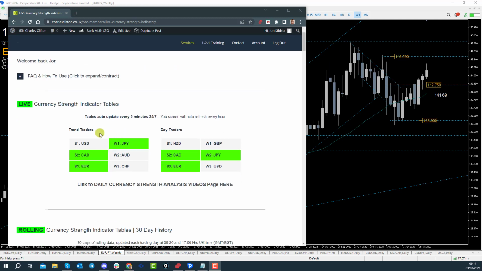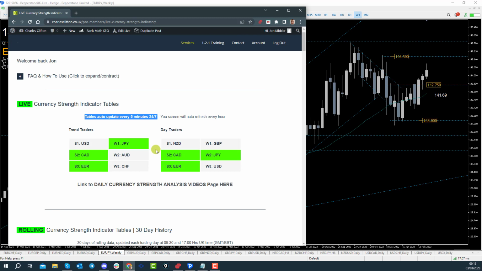We have two types of tables. We have our trend traders table and our day traders table. These are showing the same studies but just highlighting different time frames. You can see here some of the currencies are highlighted in green. That means there is a confluence between those trading time frames, and that's where we'll be focusing some of our attention in these videos. The tables auto update every 5 minutes 24/7, meaning that our members can see how the markets stand right now in real time.